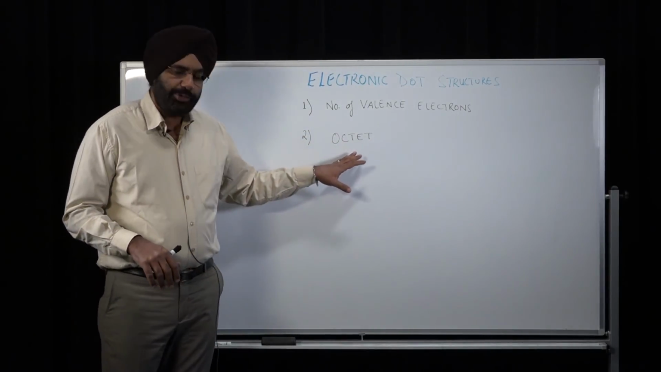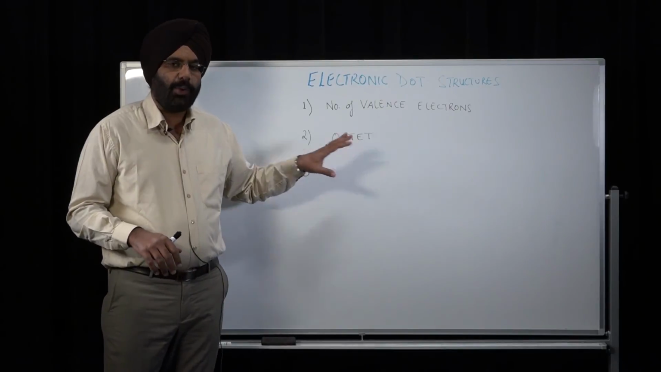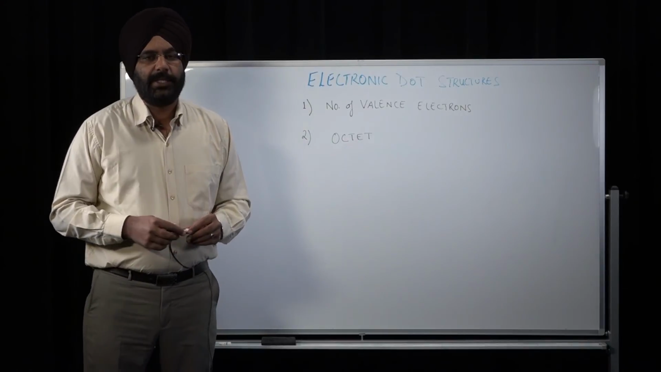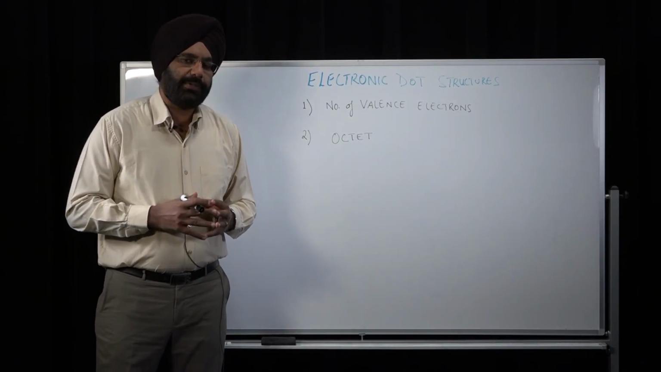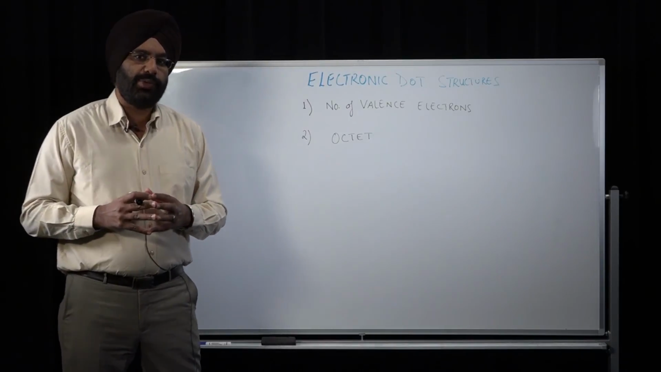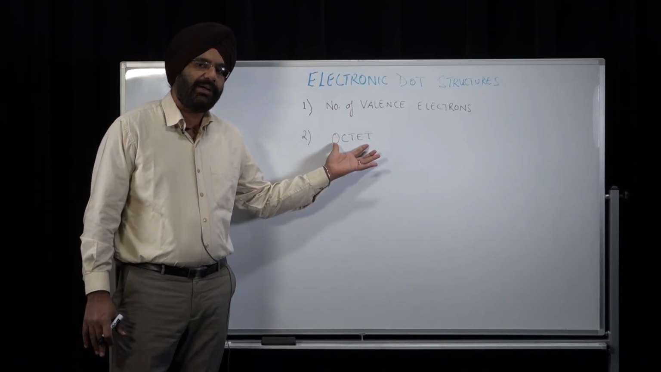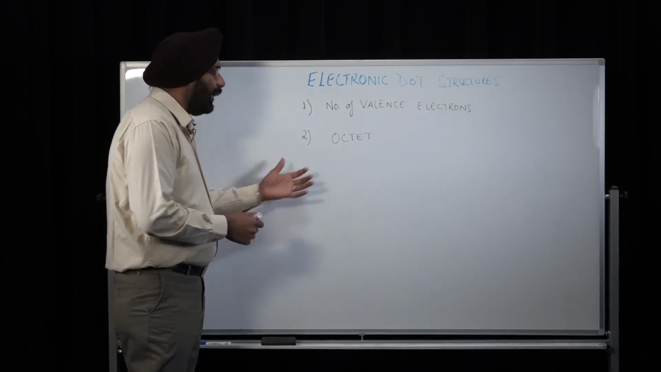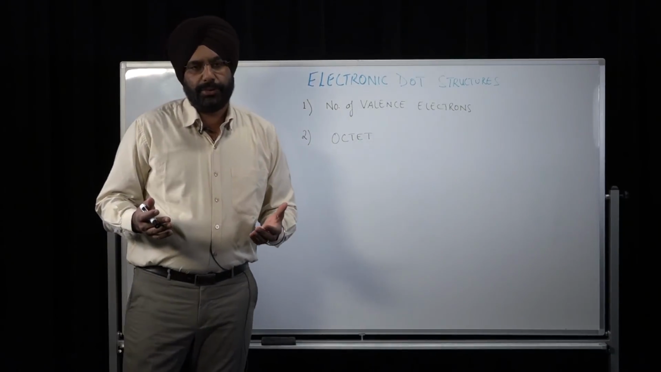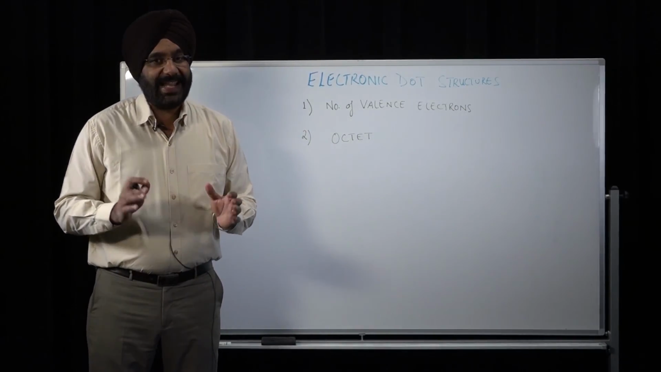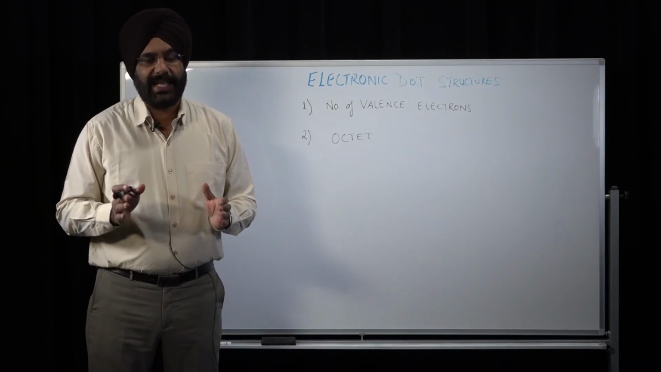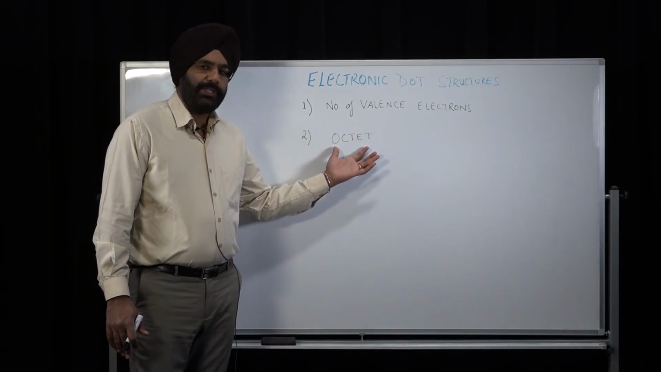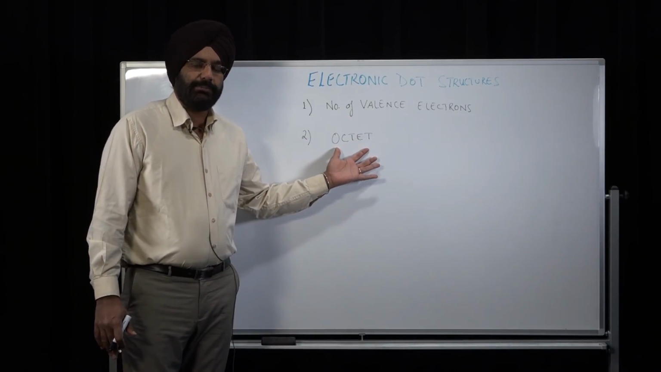And the second thing which we are going to concentrate on is the octet. Now, what is an octet? An octet, as the name suggests, comes from 8. So the tendency of the atoms in a molecule is to acquire an octet, meaning acquire 8 electrons in its outermost shell, and this comes from the noble gases. You know the noble gases have 8 electrons in their outermost shell, 2 in the s subshell and 6 in the p subshell. So most of the atoms in a molecule try to complete their octet.